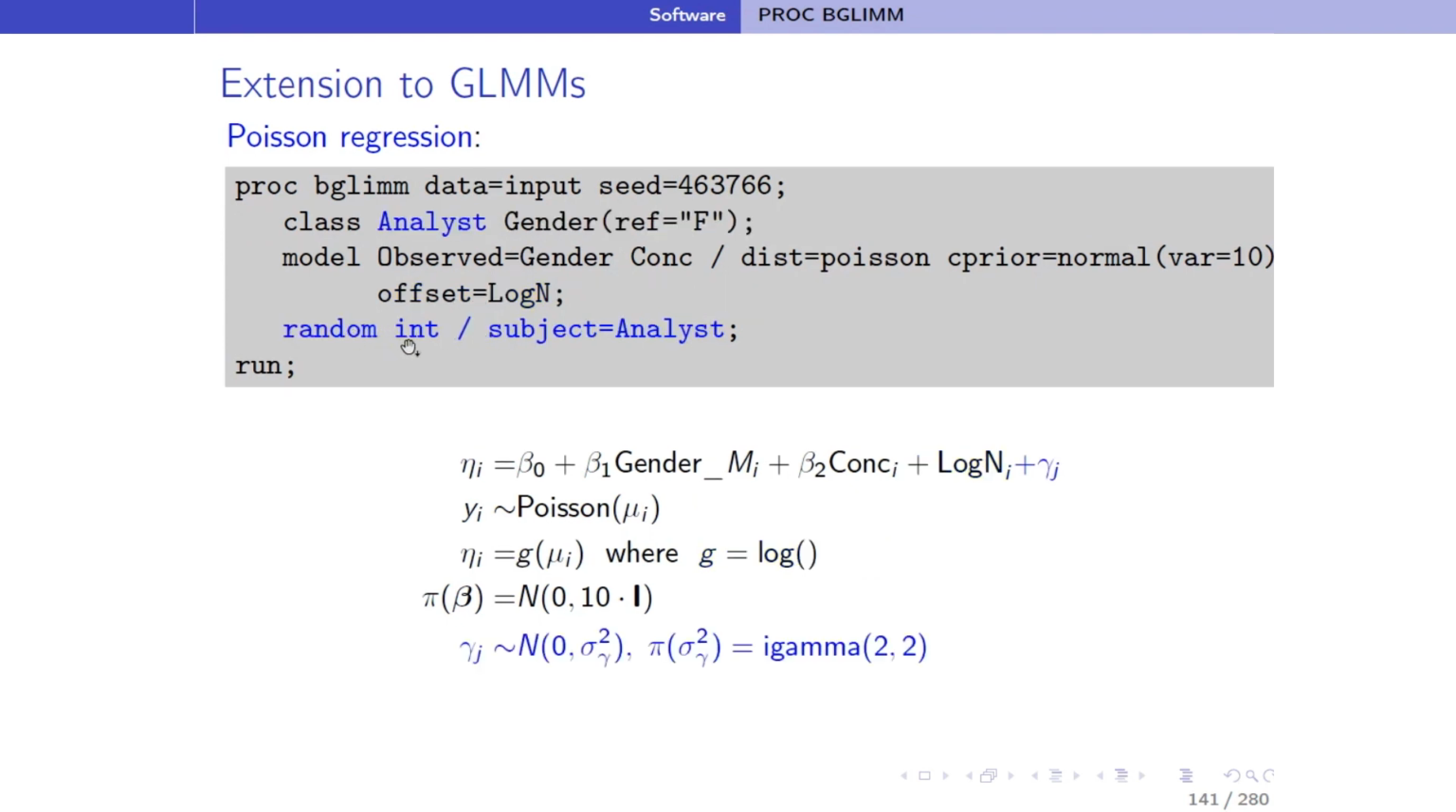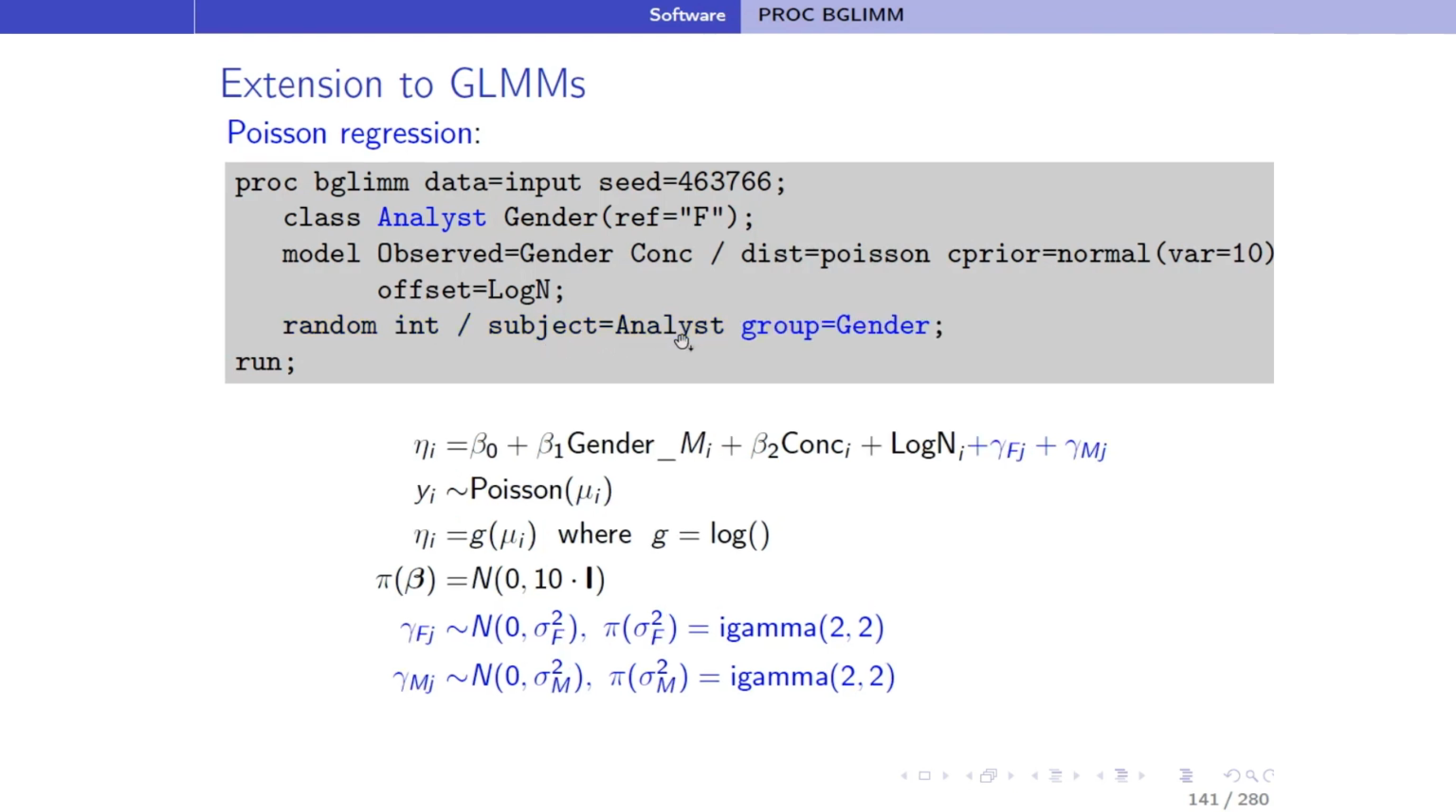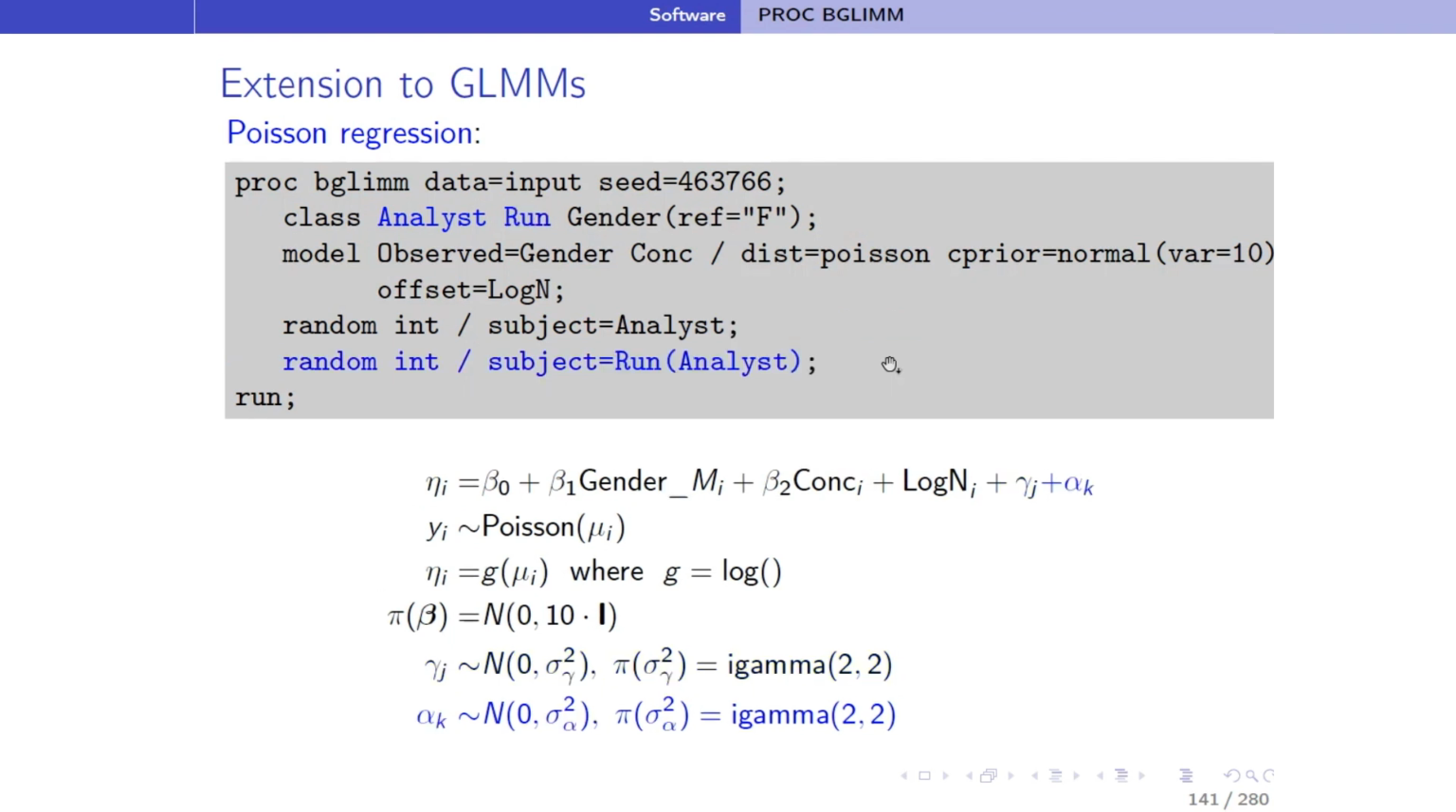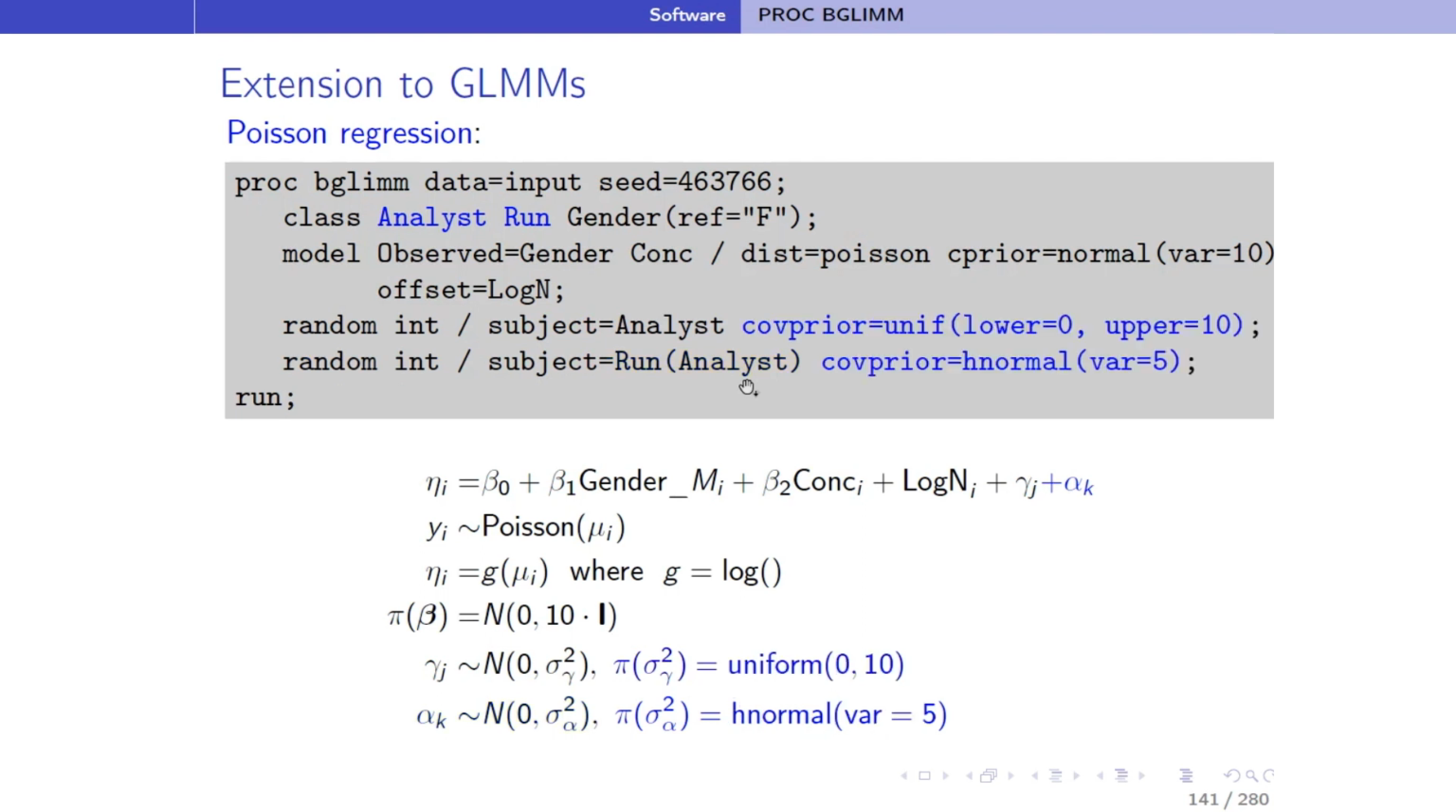You can add a random statement with subject equal to analyst in this example. And you can have a group option to model covariance heterogeneity, so that females might have a different covariance structure from males. Then you can have nested or non-nested random effects. Here you have one level for analyst and one level for run within analyst as random effects. You can also specify different prior distributions on a combination of different things that you can use for BGLIMM.